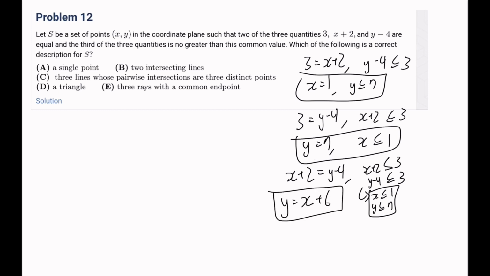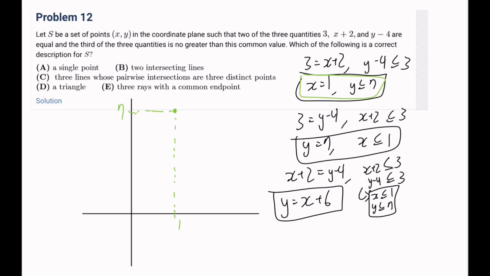And so if we graph it, we have the value (1, 7), and that is the central point that we have. And for x equals 1 and y less than or equal to 7, that's this line over here. And for y equals 7, x less than or equal to 1, that's this horizontal line. And y equals x plus 6 would be something like this, right?